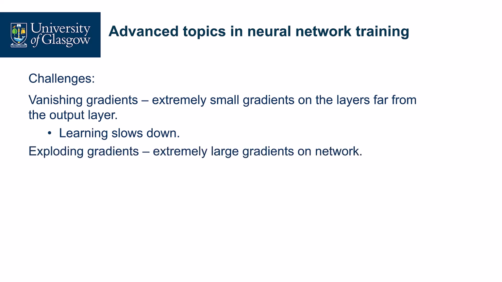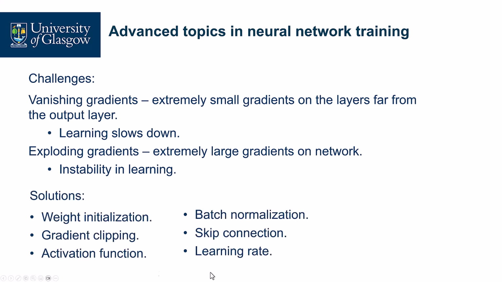And oppositely, we have exploding gradients. It means the gradient is too large in some layers of the network. This causes the training to be unstable. It keeps jumping, right? There are some solutions to avoid these problems. Here I list some: for example, batch normalization, weight initialization, or gradient clipping. I won't cover these in this introductory course. You can find more details on the internet.